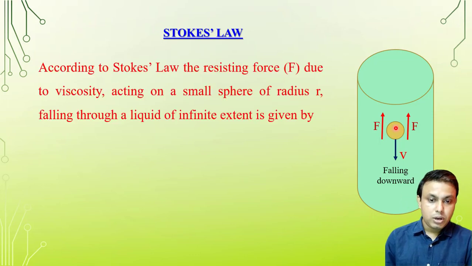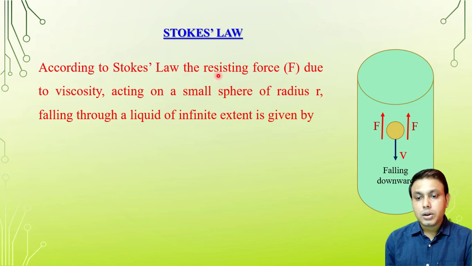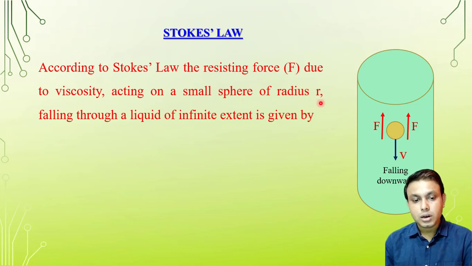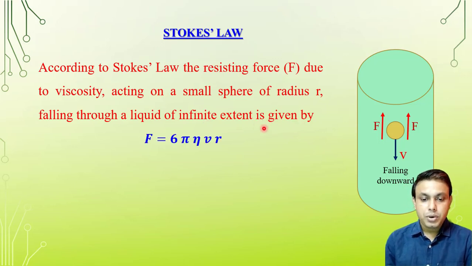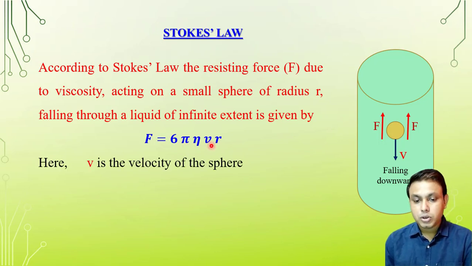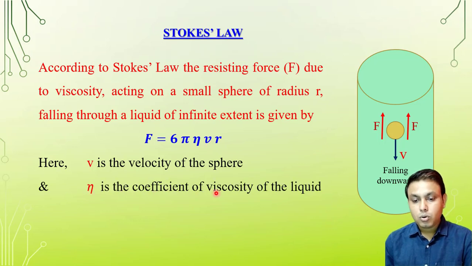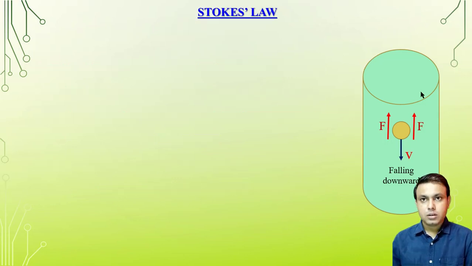Now according to Stokes law, the resisting force F due to viscosity acting on a small sphere of radius r falling through a liquid of infinite extent is given by F equal to 6 pi eta v r, where v is the velocity of the sphere, eta is the coefficient of viscosity of the liquid, and r is the radius of the sphere.